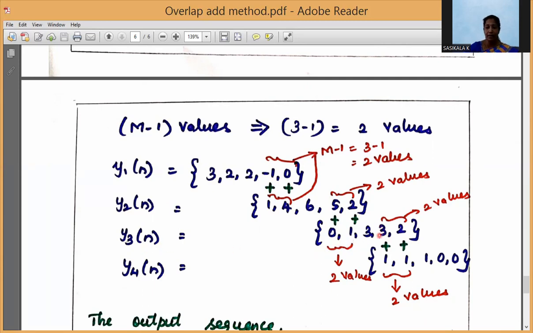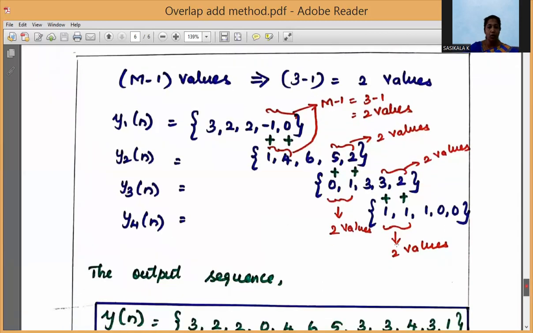And similarly, the last two values of y3 of n are overlapped with the first two values of y4 of n. So likewise, you have to add, and you have to write like this. What you have to do is, the last m minus 1 values of the first sequence are added with the first m minus 1 values of the next. That's why I have put the plus symbol. Now you have to write the output like this.